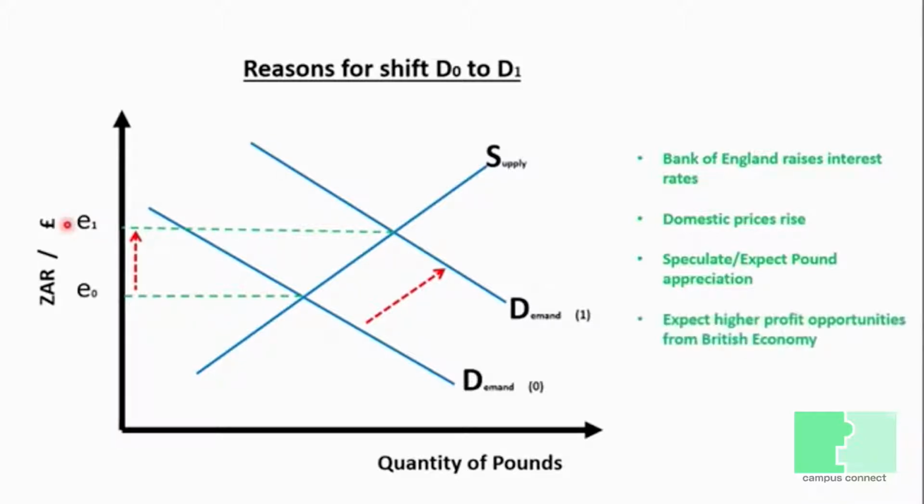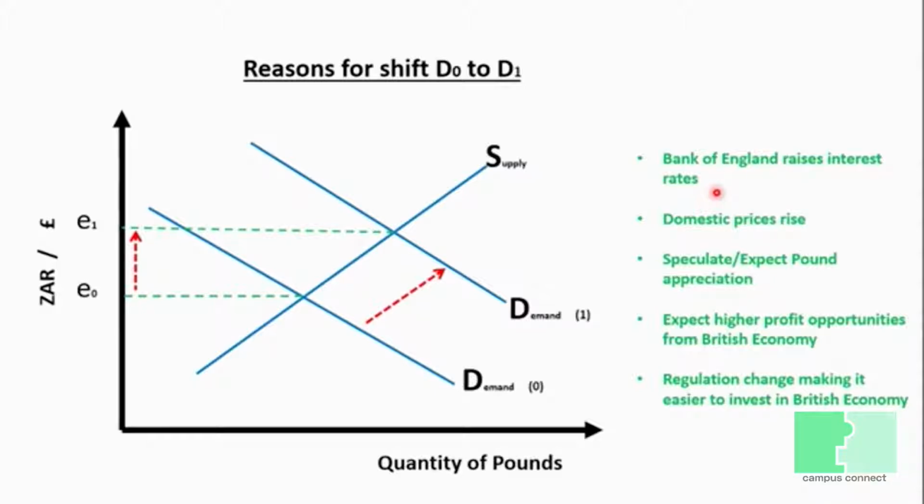If you expect higher profit opportunities from the British economy, this is very similar to interest rates increasing. If you expect a higher profit opportunity, it means that if you invest in a British company right now, because they make a higher profit and a higher return, you'd also make a higher return on your investment, which is why it's very similar to interest rates. Lastly, if regulation changes and makes it easier and cheaper to invest in the British economy, you will increase your demand for pounds.